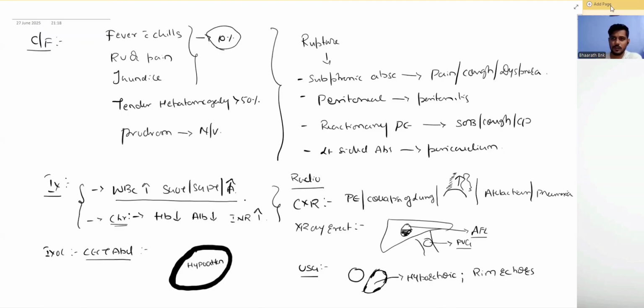Once you are done with the investigations and you have diagnosed, it is very important to differentiate an amoebic liver abscess and a pyogenic liver abscess, because the treatment of the pyogenic liver abscess is mainly drainage, while the treatment of amoebic liver abscess is mainly medical management. So that is why it is necessary to differentiate these two before proceeding with the treatment.